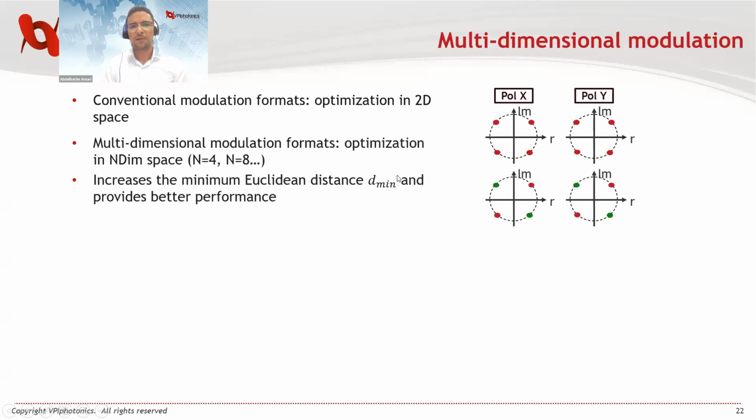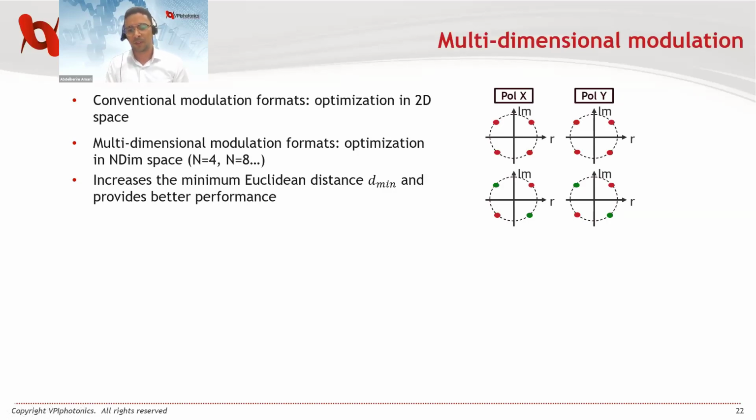In multi-dimensional modulation, this optimization is performed in n dimension. That can be 4 or higher. For example, in this case, if we transmit green sample in polarization X, we transmit red sample in polarization Y. And then the signal in polarization Y is constrained based on the signal of polarization X. And then we have 2 dependent polarizations, and this is 4-dimensional modulation.